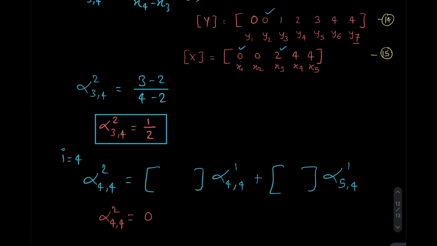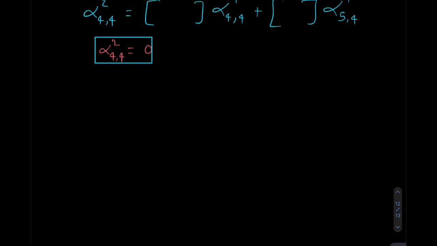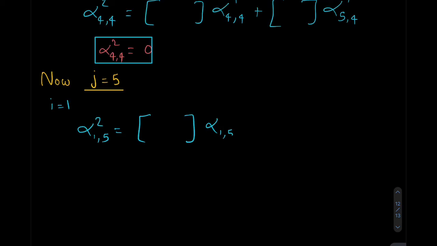Okay, let us change it. Okay, so this is the final value. Now increment j again to 5 and I is equal to 1. Let us start again. So alpha 1 comma 5 2 is some bracket multiplied by alpha 1 5 plus some bracket alpha 2 5, and sorry, these are of first order.